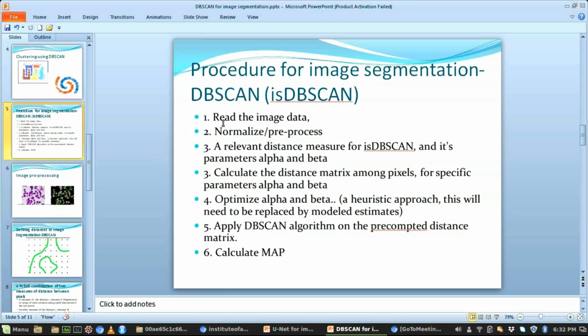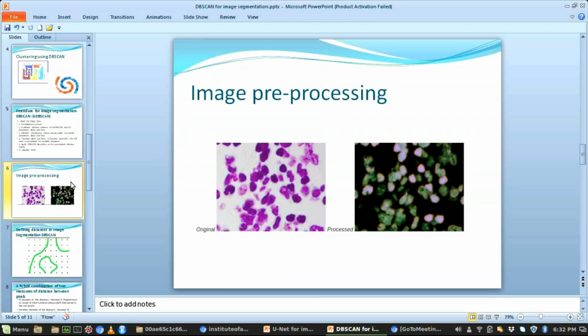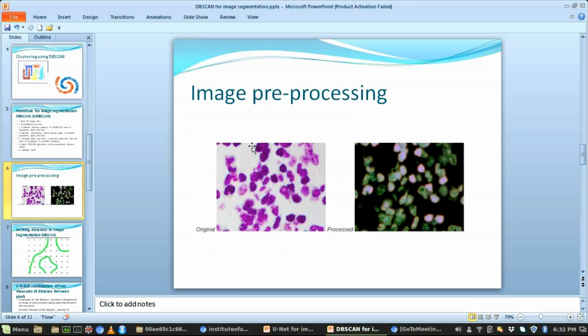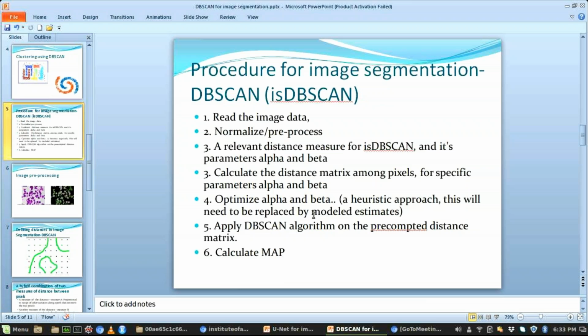There will also be these parameters alpha and beta, which right now are not determined yet. We will have to determine them. So right now we have used just a heuristic approach: for a particular image, we look for those alphas and betas which work in giving you the best image segmentation, one which is closest to the training output, the training label. Of course, we will need to replace that with certain modeled estimates of alpha and beta.